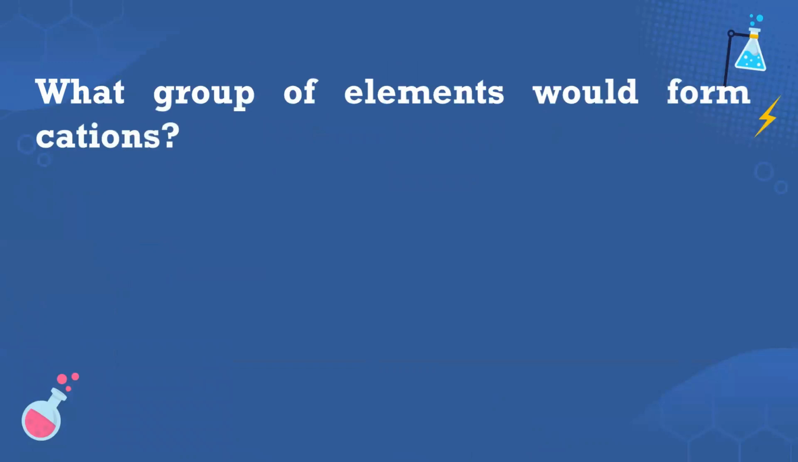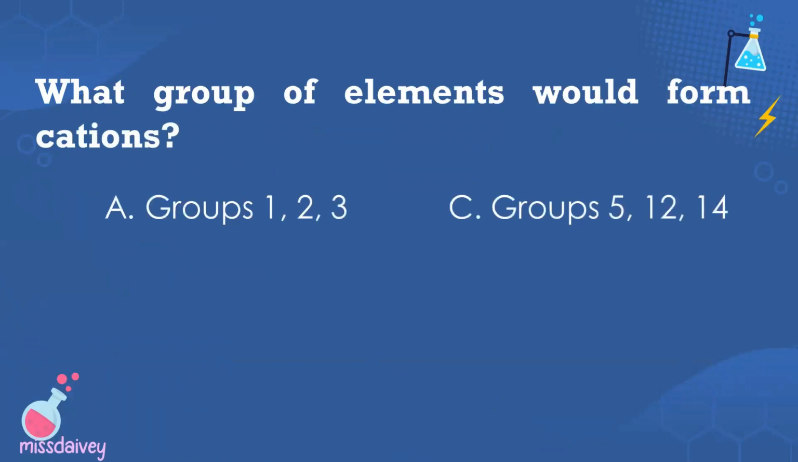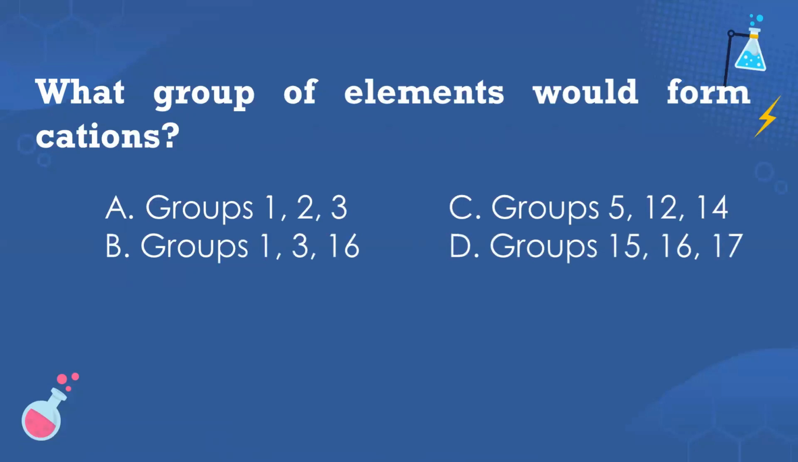What group of elements would form cations? A. Groups 1, 2, 3. B. Groups 1, 3, 16. C. Groups 5, 12, 14, or D. Groups 15, 16, 17. The answer is letter A. Groups 1, 2, and 3.